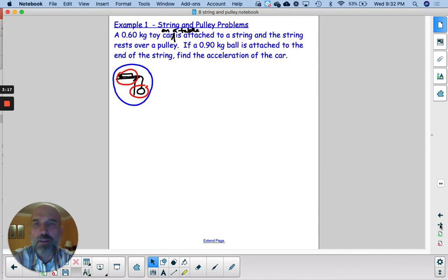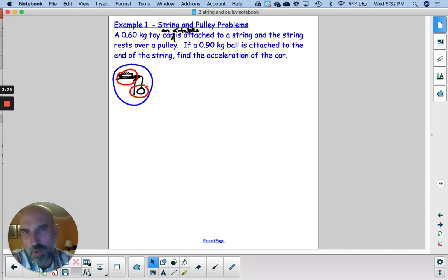Okay, here's an example. We've got a 0.6 kilogram toy car on a table attached to a string, and the string rests over the pulley. We've got a 0.9 kilogram ball attached to the end of the string. Find the acceleration of the car. There are a few ways we can look at this. I've drawn a little sketch here, and I've put some circles around it.